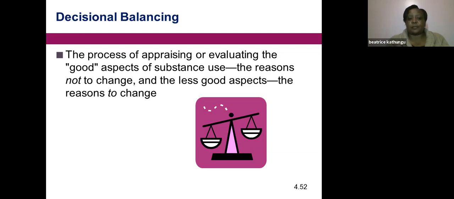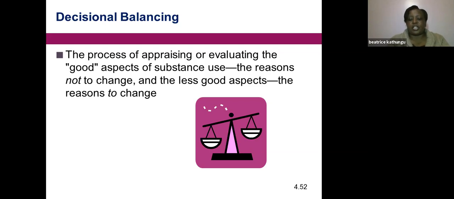But on the other hand, we also have the less good aspects. Please note from this slide that we are not talking about the bad aspects. This is because we don't want the client to become defensive. So we are not calling them bad, we are just saying they are less good. So we have the good aspects and the less good. So the less good aspects is what we shall build on as the reasons for changing.